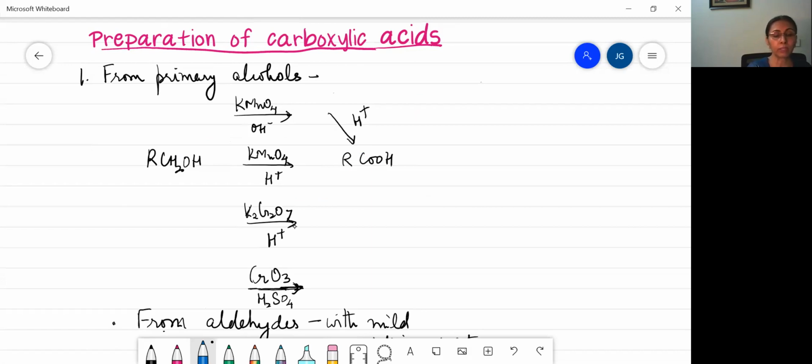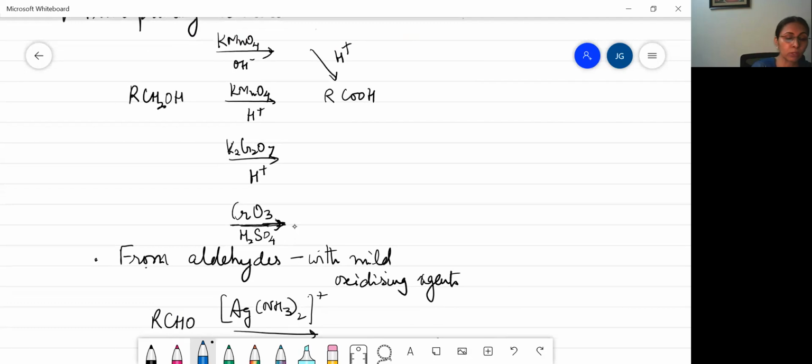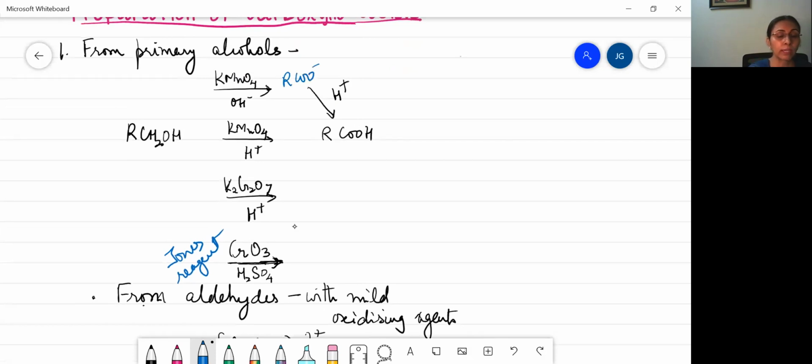So alcohols can be converted into carboxylic acid by using any of the following oxidizing agents: KMnO4 in the alkaline medium, KMnO4 in the acidic medium, potassium dichromate in the acidic medium, and chromium trioxide in the acidic medium. This is also known as Jones reagent. If you have an alkaline medium, you have to further acidify it to form carboxylic acids. Otherwise, in the alkaline medium, you get the carboxylate ion, which upon acidification gives you the carboxylic acid.